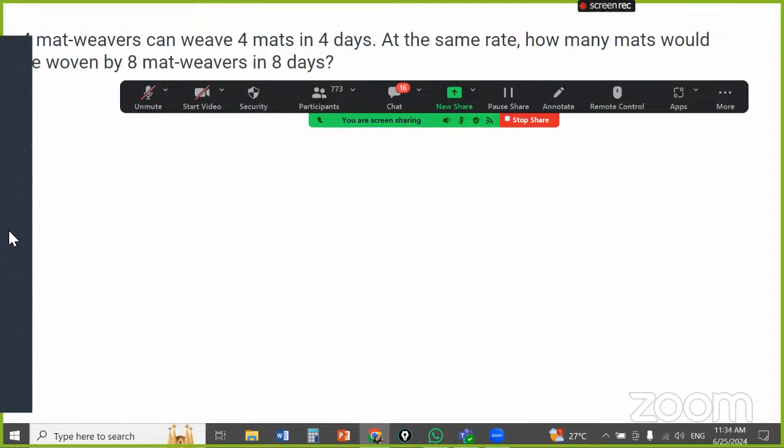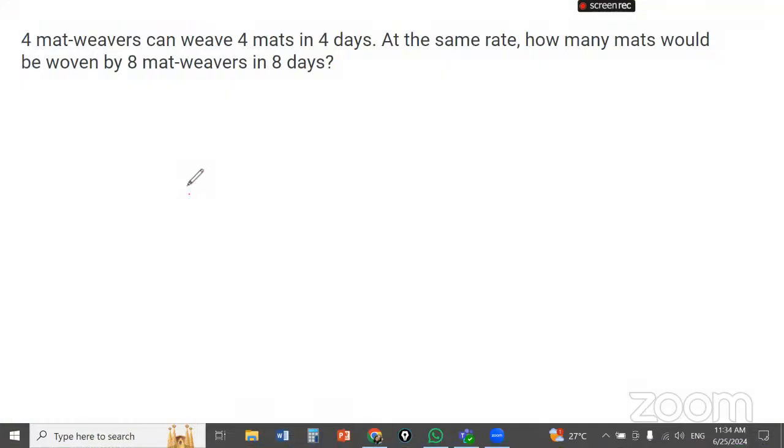Here also again 3 quantities. It's a simple thing only. 4 mat weavers, that is the men, and 4 mats, that's the work done, and days, that is 4. 3 quantities. And how many mats would be woven by 8 mat weavers in 8 days? So the work done is asked here.